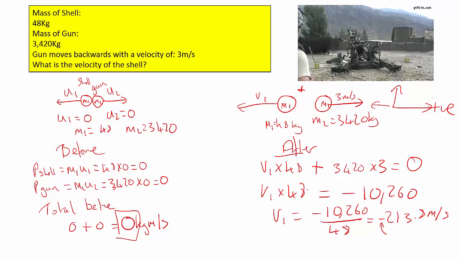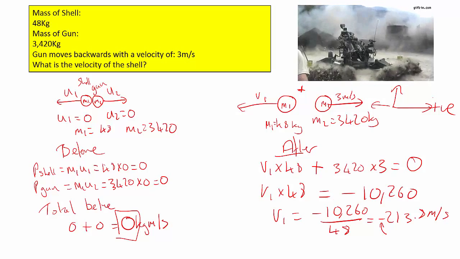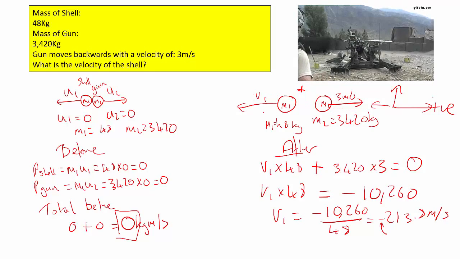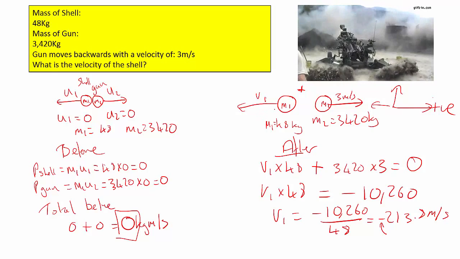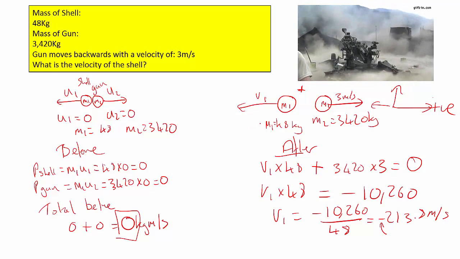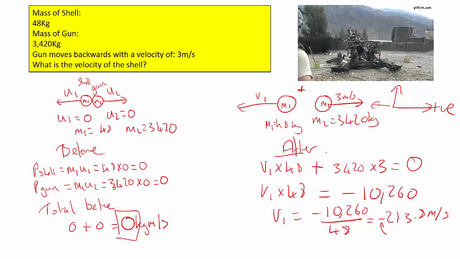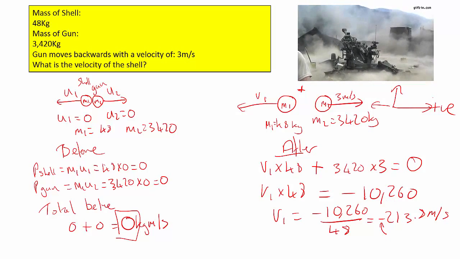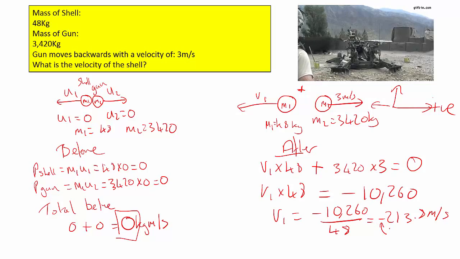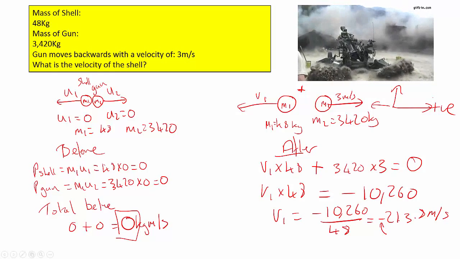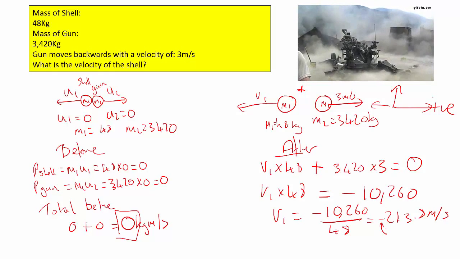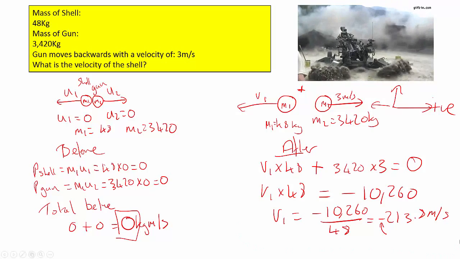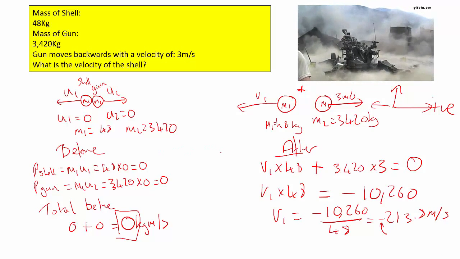213.8 times 48 is equal to 10,260. So we know that the momentum of this is equal to the momentum of that, but in the opposite direction, so they're equal in magnitude, but they're not the same. So the total momentum afterwards is equal to 0, same as before, and we've worked out the speed that this shell would move away with. This example is quite involved and quite difficult. If you followed that, then that's absolutely fantastic. If not, feel free to go back and have a look at some of the simpler examples that we've used.